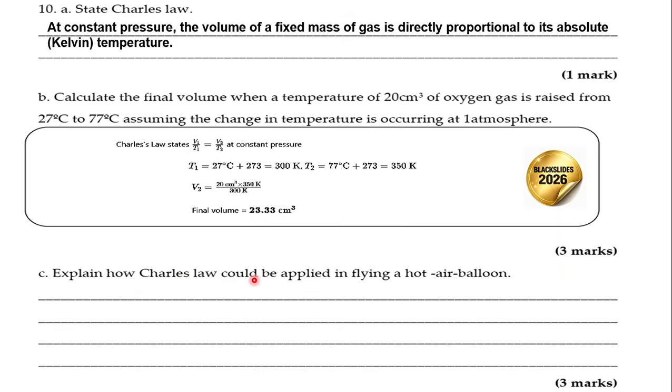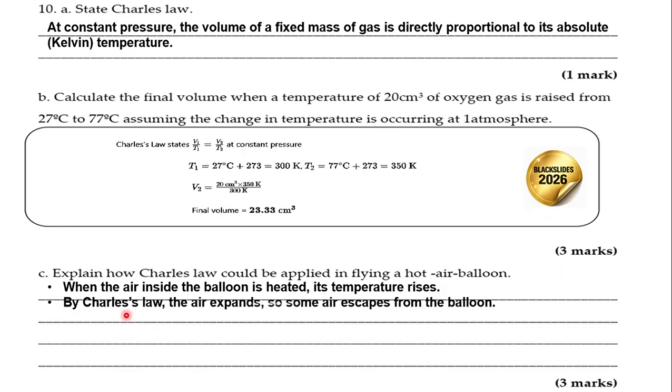Explain how Charles' law could be applied in flying a hot air balloon. Charles' law applies a lot in a hot air balloon in the following manner. So when the air inside the balloon is heated, its temperature rises. Remember that temperature is related to heat. So the more the heat, the higher the temperature.